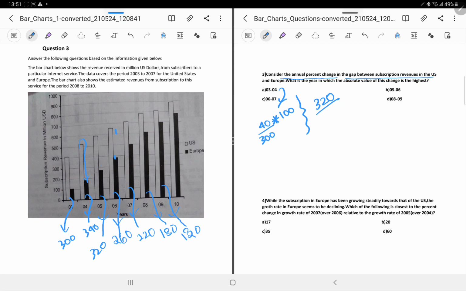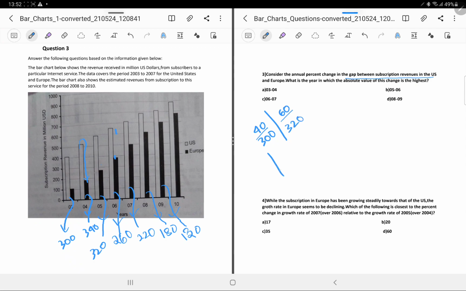Okay, and this is 120. Now what you are talking about is the gap. See this. So for 03-04 it would be 40 by 300 into 100. For 05-06 it would be negative, but I think they are talking about the absolute change. Okay, so this would be 60 by 320.